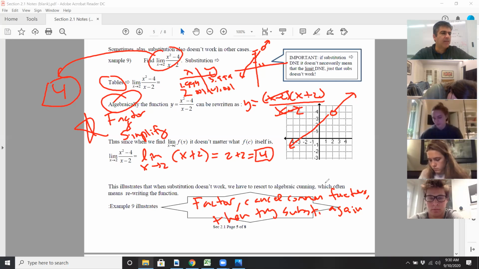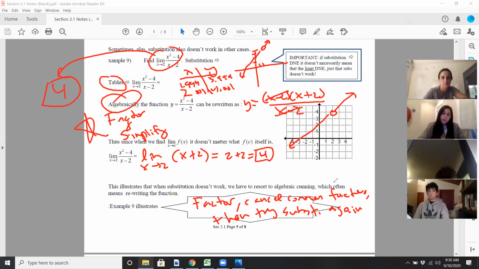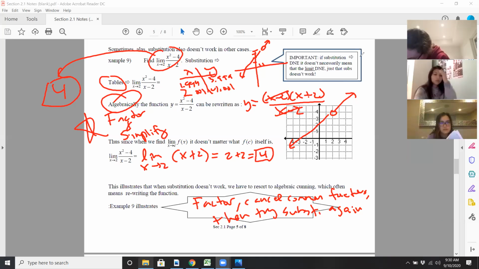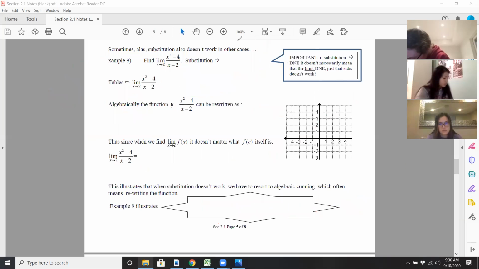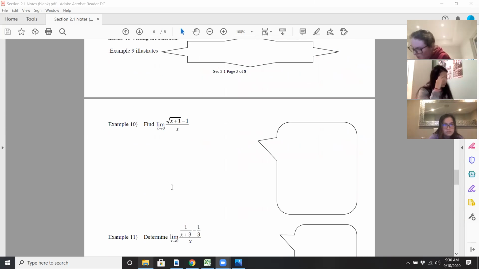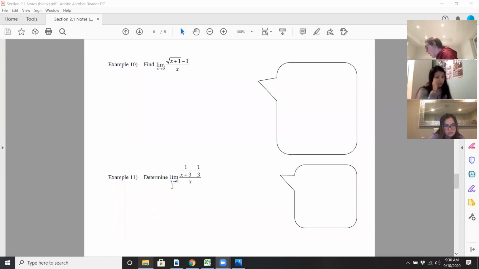Okay. We get to have even more fun on the next page. Are we ready to move on to the next page? Yeah, cool. Let's do it. Okay, next page. All right, these are a little intense. So we're going to try substitution again.